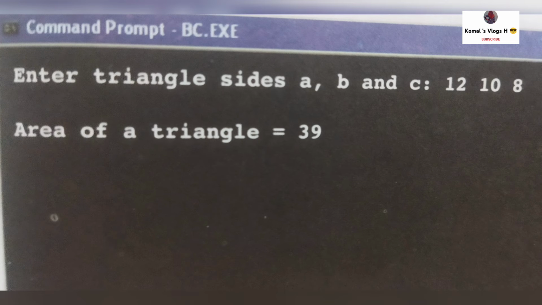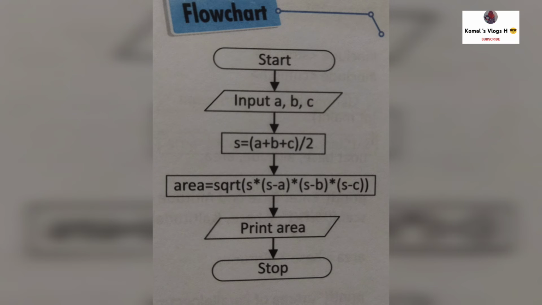Okay, I've just shown the book output, the practical book output, and then I've shown the practical flowchart. Inputs are used in the parallelogram. The processing symbol calculates the value of parameter s and area, and then the output is shown in the parallelogram again, and start and stop are used with the oval shape symbol.